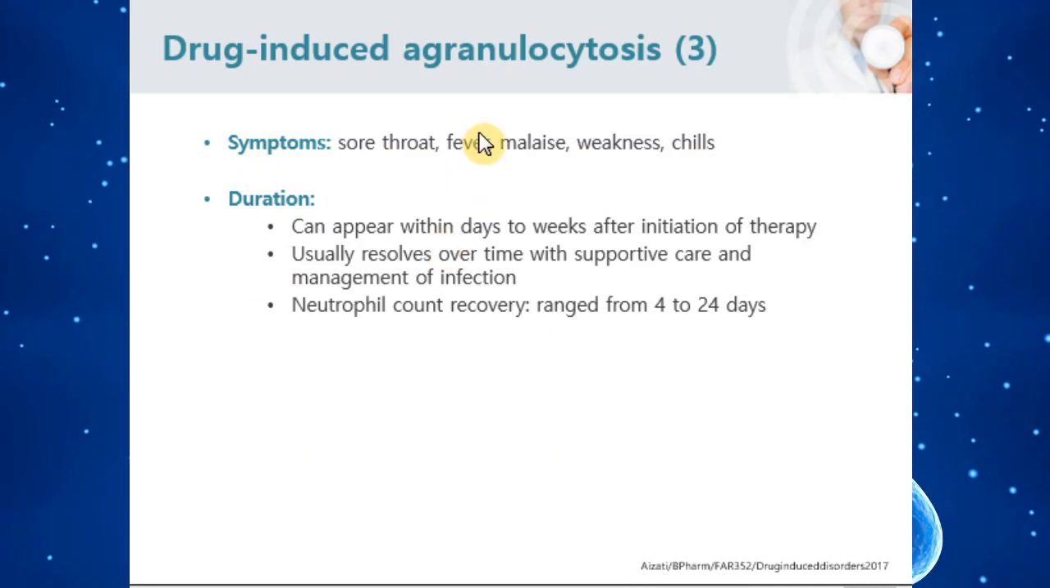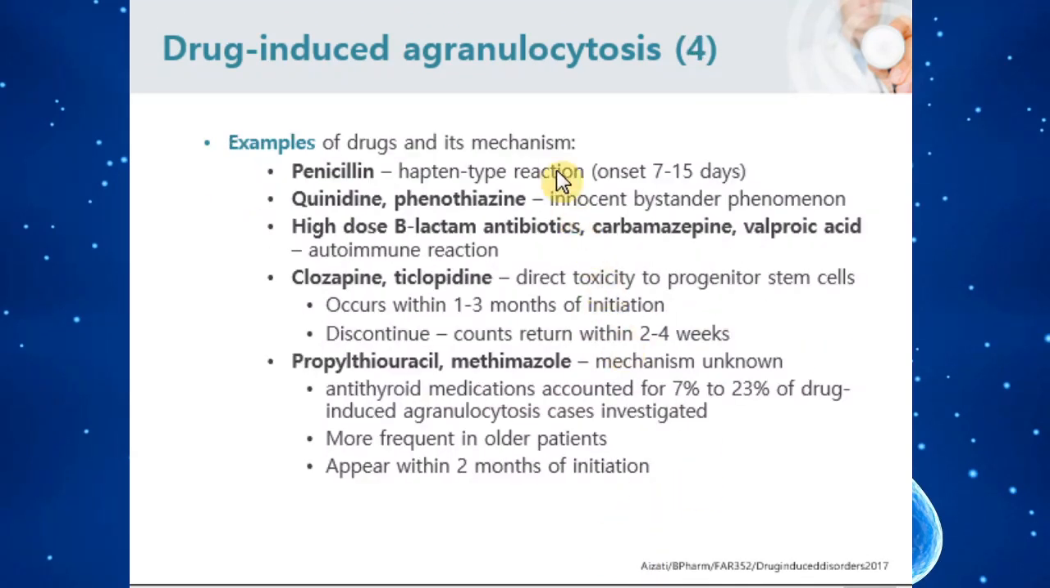So the symptoms for agranulocytosis include sore throat, fever, malaise, weakness, and chills. It can appear within days to weeks after initiation of therapy, and it usually resolves over time with supportive care and management of infection, because the role of neutrophil or WBC is to fight infection, so the patient might have a higher risk of becoming infected. The neutrophil count will recover between 4 to 24 days after stopping the medication.